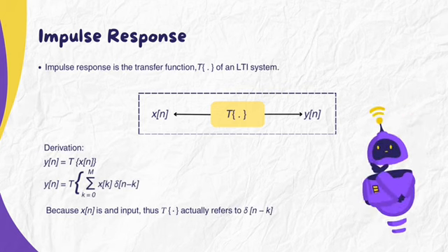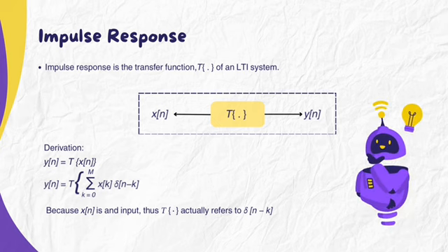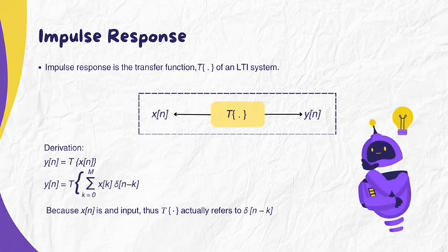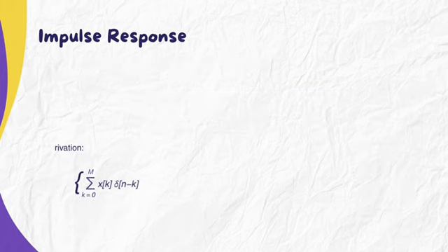To find the output, we write y[n] equals T of x[n]. Now, since any input x[n] can be written as a sum of impulses, we write y[n] equals T of the summation from k equals 0 to capital M of x[k] times delta[n minus k]. Because x[n] is the input and we are applying the system T to each shifted impulse, we can say that T of the system actually refers to the system's response to delta[n minus k]. In other words, it's just responding to each impulse.